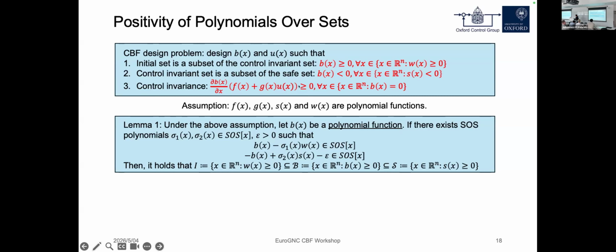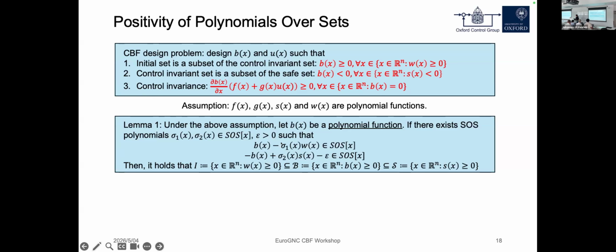How can we say this? Look at the first condition. If w of x is greater than or equal to 0, and sigma 1 is also non-negative because it is SOS, and b of x minus something non-negative is also non-negative, then b of x is non-negative. Very straightforward. If w of x is greater than or equal to 0, then b of x is greater than or equal to 0. So we have an SOS condition that is sufficient for the first set inclusion condition.